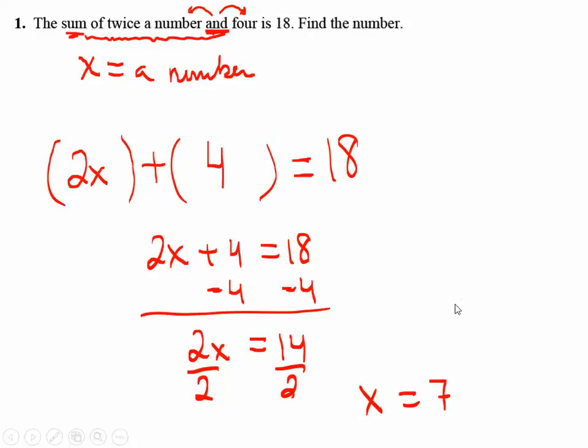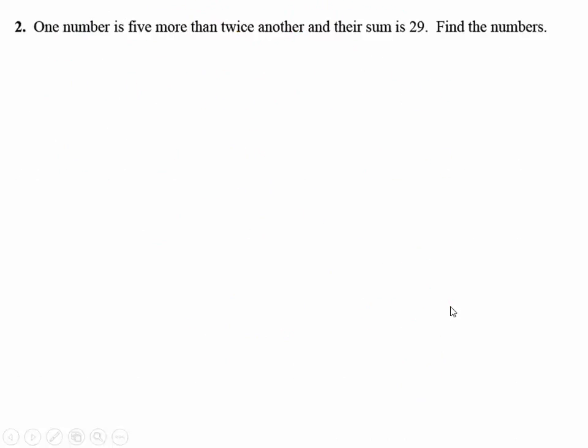All right, let's get a little bit more complicated. So one number is 5 more than twice another, and their sum is 29. And I got 2 numbers to find because there's plural now.